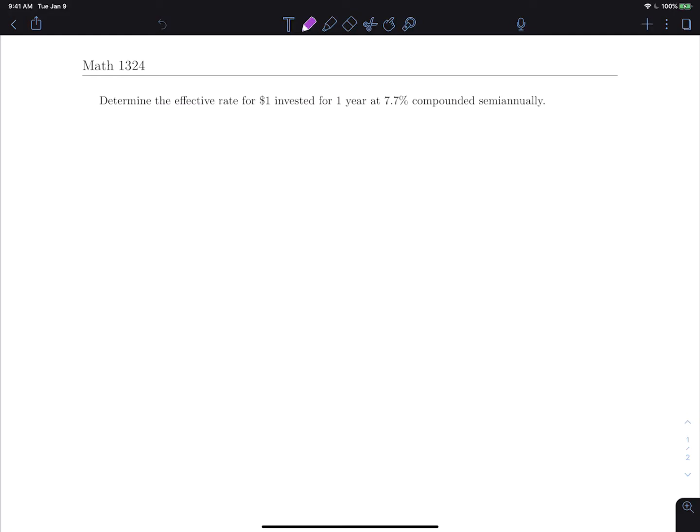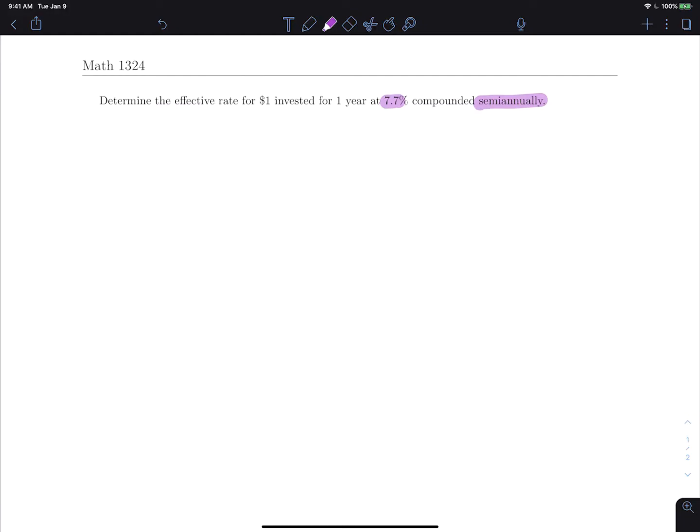Okay, so in this one we want to determine the effective rate for $1 invested for 1 year at 7.7% compounded semi-annually. I'll be honest with you, a lot of this is not really all that needed. There are only two things that are needed to figure out effective interest rates. They are the percentage and how often it's compounded.